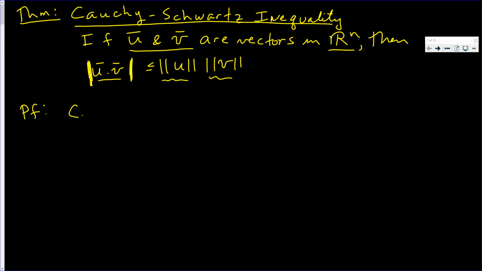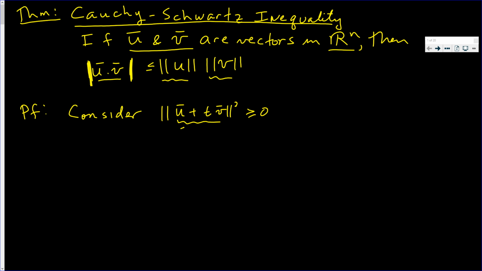Now, let us consider the following. Consider the length of u plus t times v, where t is a scalar, actually the square. Well, this is going to be at least 0. When you add those two vectors, you get a vector, and the length of a vector is either 0 or positive. The length can't be negative.